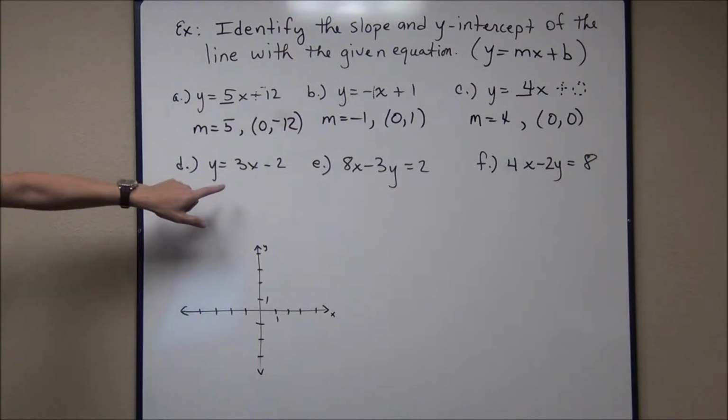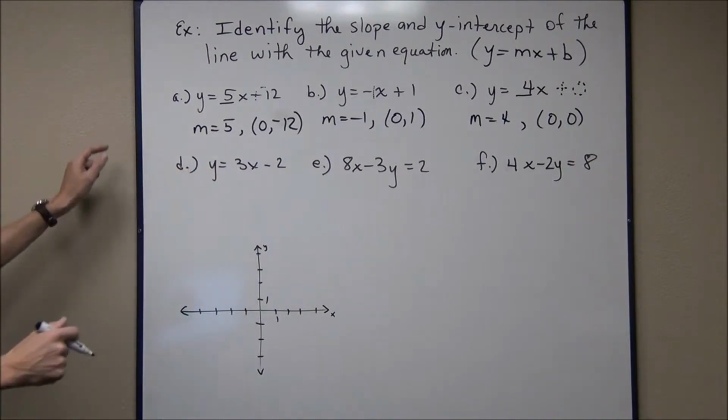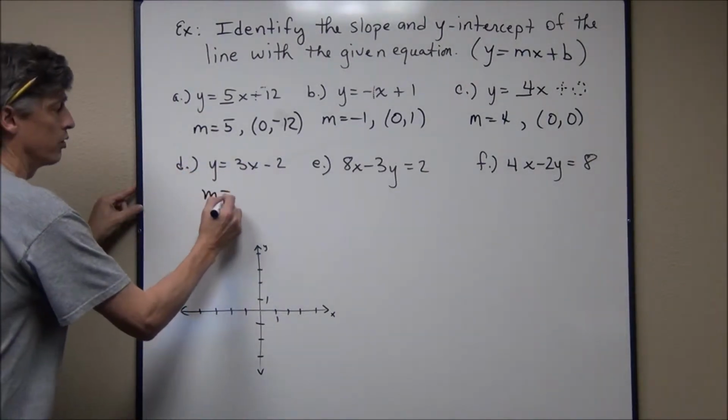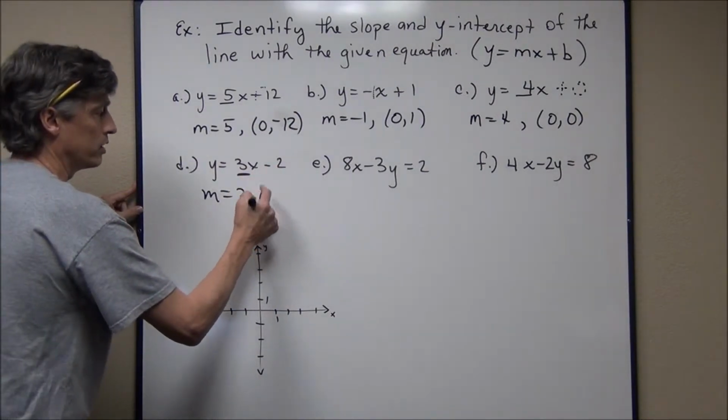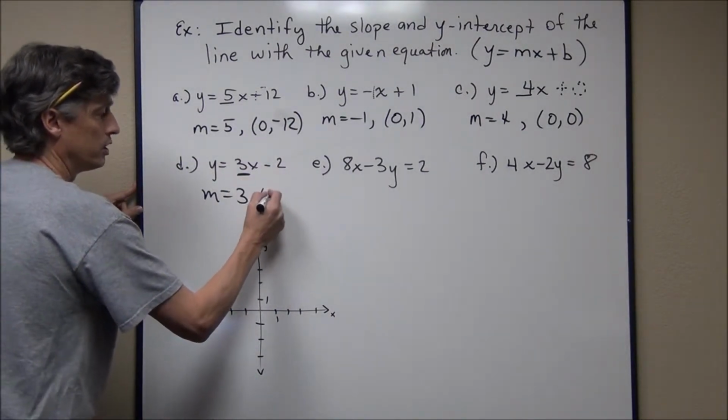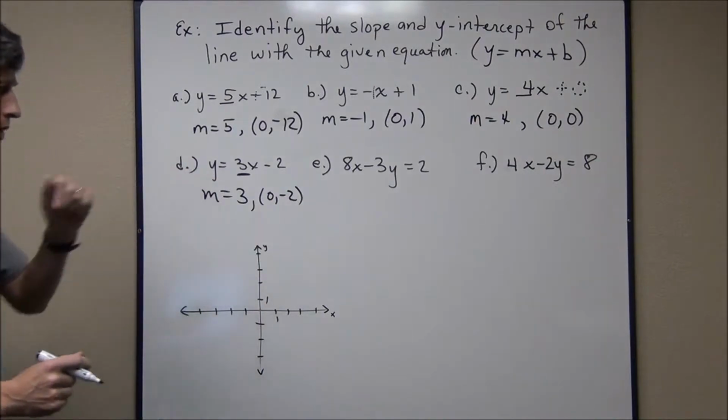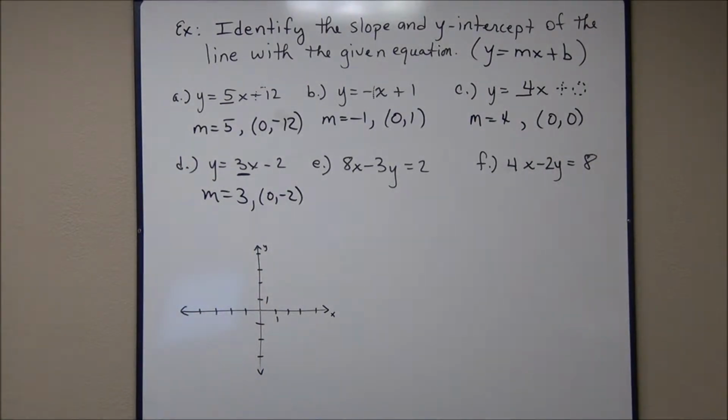One more like this, and this one's already in slope-intercept form. Example D here, my slope is 3. You can see the slope-intercept form. And my y-intercept, again, minus sign right there, 0, negative 2. The last two examples are practically the same problem, even though they might not look that way. But they are equations that are not in slope-intercept form.